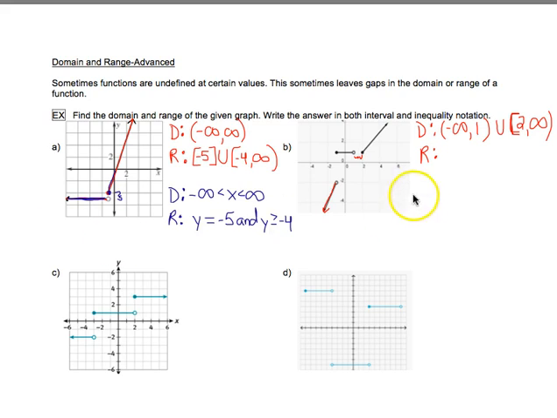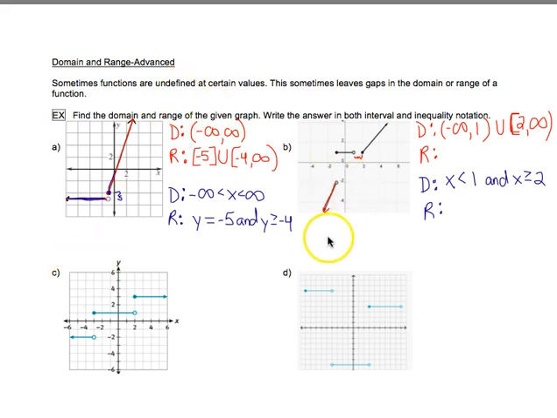And then inequality notation here, I have x is less than 1 and x is greater than or equal to 2.